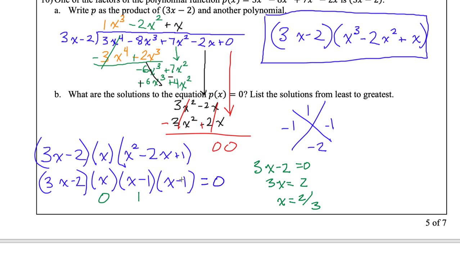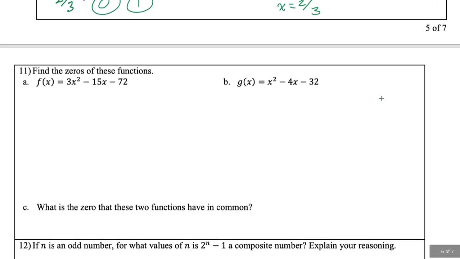If x minus 1 is equal to 0, then that is 1. If x minus 1 is equal to 0, that also is 1. These are both the same, so it's kind of pointless writing it twice. But those are my 3 answers. My answers are 0, 1, and 2/3. I could have written it over here, 2/3. So those are the 3 solutions, and I need to order them from least to greatest. So my answers are 0, 2/3, and 1. Final answer. On to number 11.